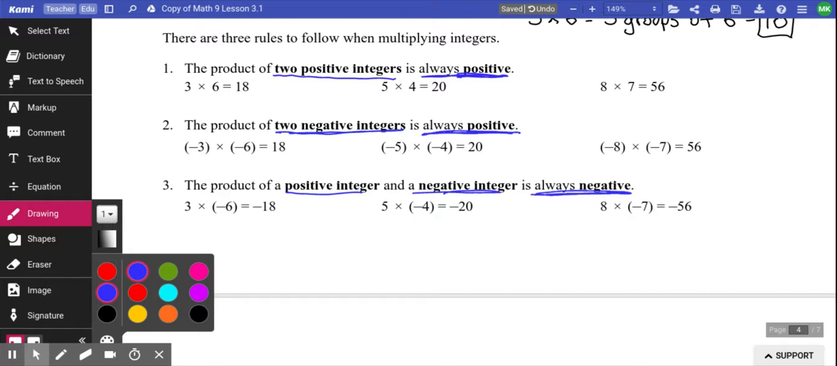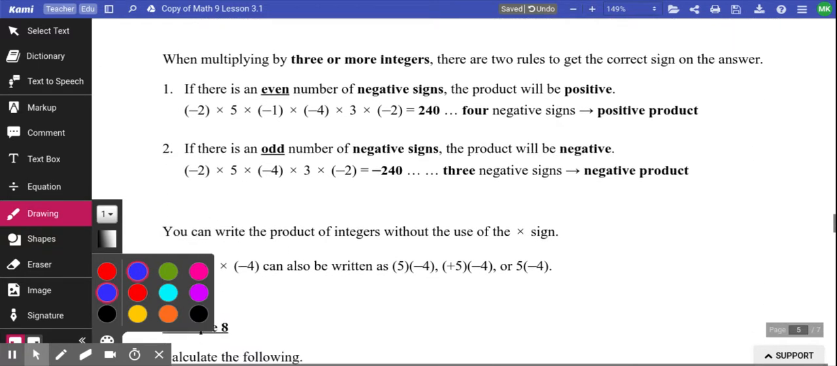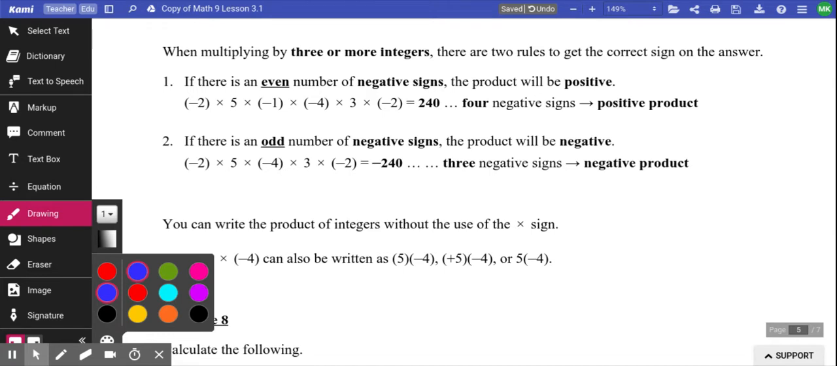Yeah, Joe. 8 times -7. What if you added times -7? That's still. We're going to get to that. Yeah, we're going to get to that. Okay. Awesome. What if there's more than 2 things?